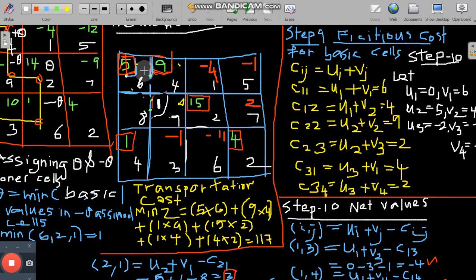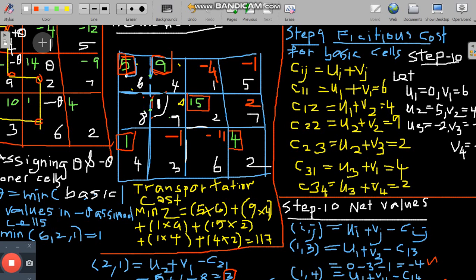For this assignment, we got the total transportation cost. The cost of transporting computers in one cell is rupees 6. Therefore, 5 into 6, 9 into 4, 1 into 9, 15 into 2, 1 into 4, and 4 into 2. If we add them, we get 117.